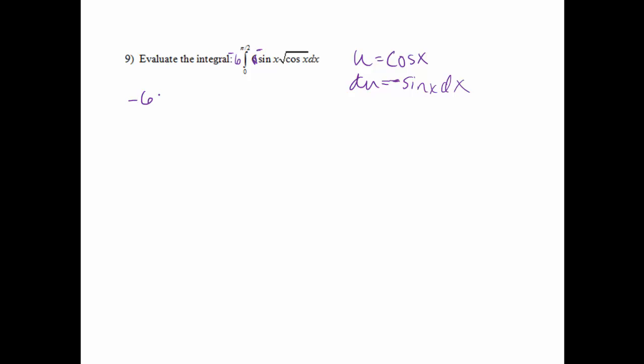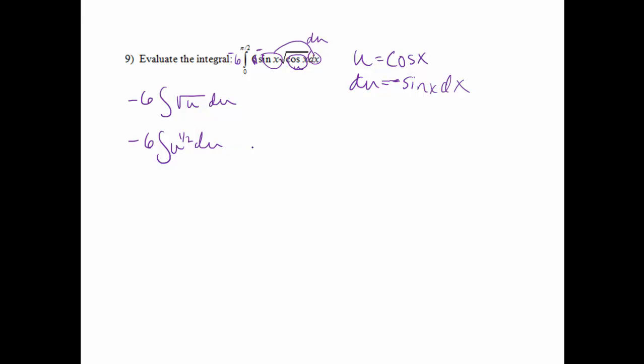So let's write down what we now have. So we now have our u, this was our u right here. The sine x and the dx were du. And notice I have done nothing with the square root, so we still have the square root of u du. And I'm going to rewrite that as negative 6, the integral of u to the 1/2 du.